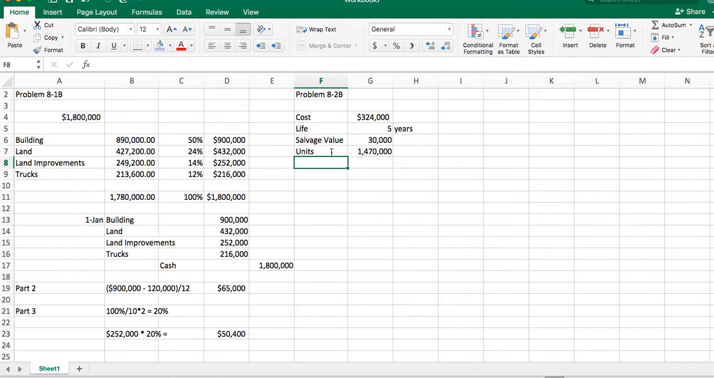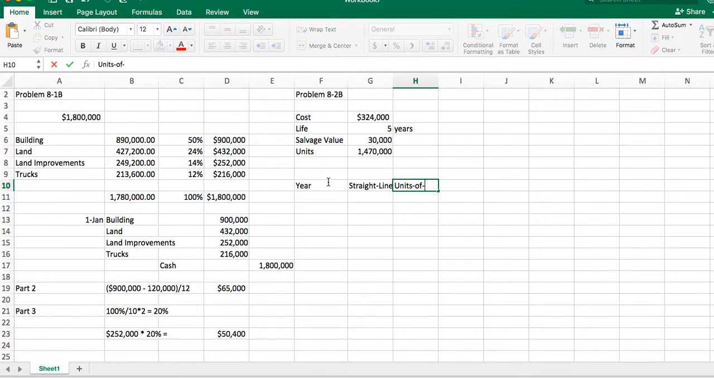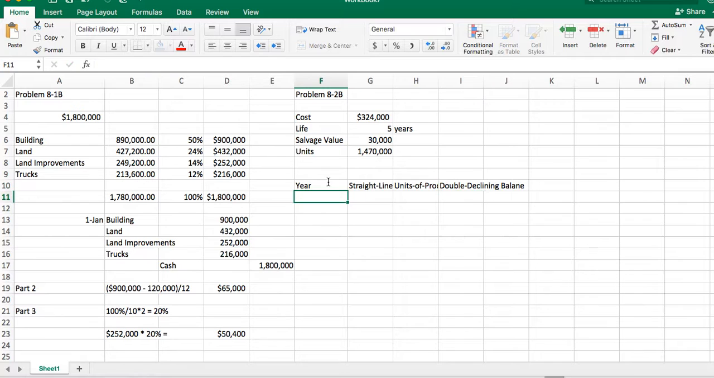And then it gives us actual production in the next few years so that we can calculate depreciation. And so in this one, they ask us to complete the table. And we have year, we have straight line, we have units of production, and we have double declining balance. So those are the different methods that we can use. Now you do one or the other, you don't do all.